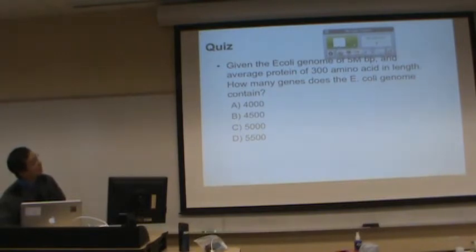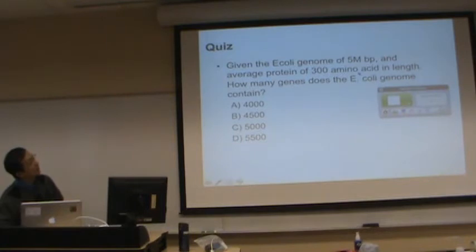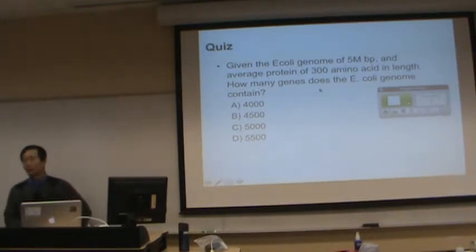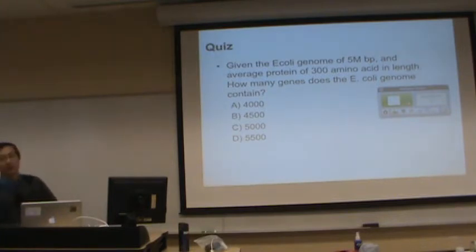So the entire genome has 5 million base pair. The average protein length is 300 amino acids in length. Okay, how many genes are correct? Genome.